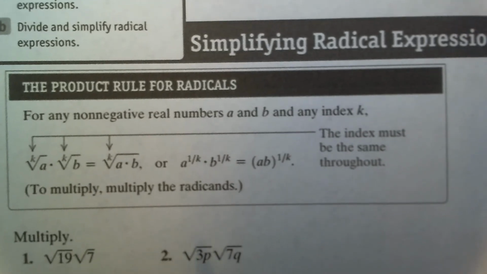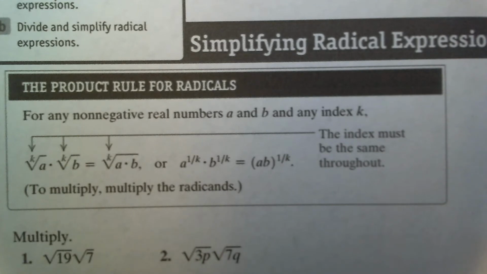Number 1. That means that's equal to the radical of the product of 19 and 7. And that would be equal to 133. So it's simply the square root of 133. 19 times 7. Or example number 2. It's the square root of 7 times 3 is 21. And then the product of p and q, square root of 21pq.